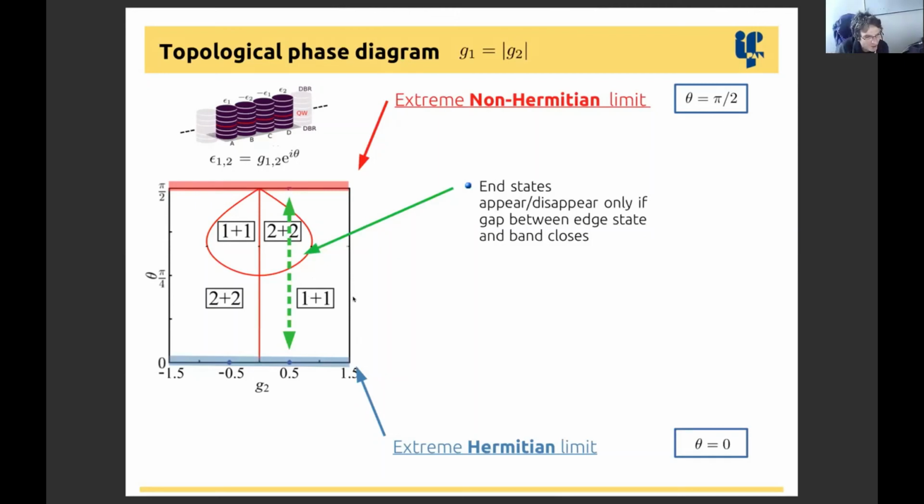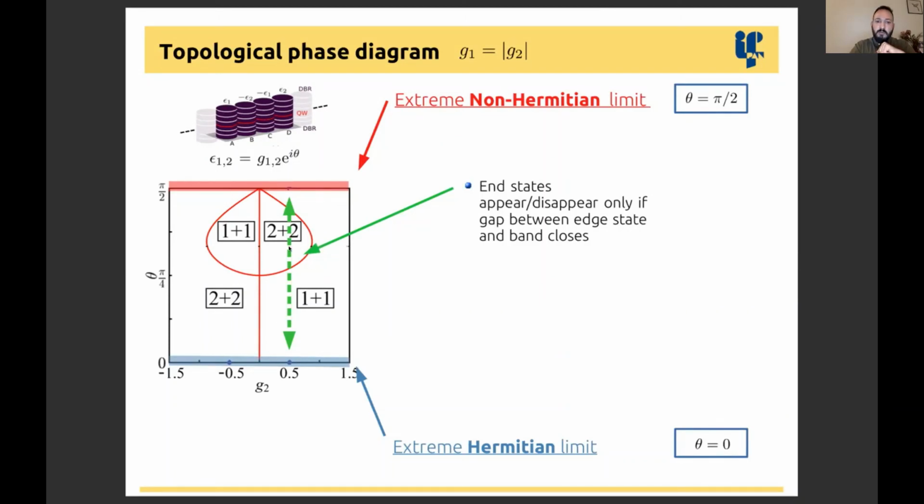So 1 plus 1 means that I have one edge state on the left and one on the right. It's always symmetric. And this is what I showed here, right? There are two edges, one is red and the other is green. If we just span from theta 0 to pi over 2, far from G2 equals 0, we have that this is continuous.